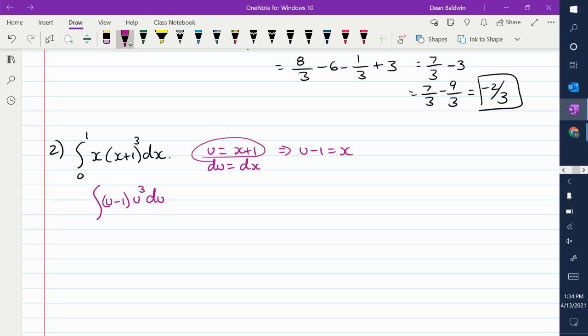using this. Because when x equals 0, what does u equal? 1, because you put 0 in there. 0 plus 1 is 1. So when x equals 0, u equals 1. So that's my lower bound. And when x equals 1, what does u equal? 2. That's my upper bound.